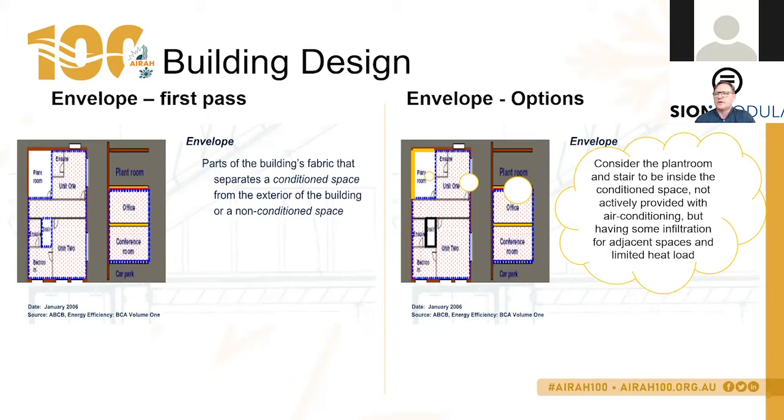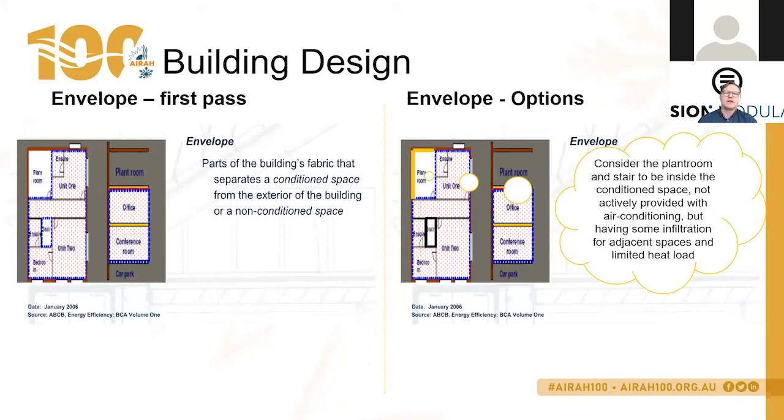In this instance, we're allowing a bit of infiltration air from the adjacent conditioned spaces to go into the plant room and the stair. This may be appropriate based on the construction methodology of the building and the ability for the builder to build in accordance with J1 and J3. So in some instances, it may simplify the construction of the building, and this simpler approach may also benefit the insulation requirements for the ductwork.